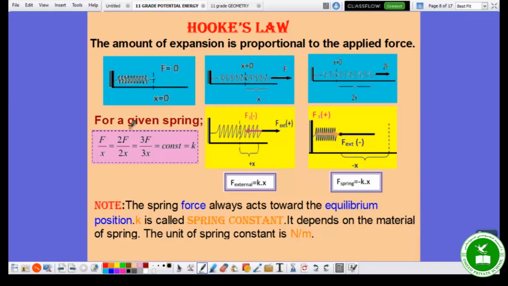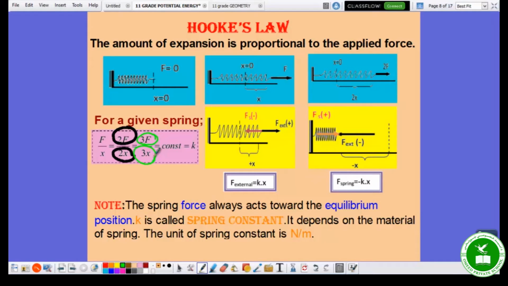As you see here, we have doubled the force, stretch also doubled. We have tripled the force, magnitude of stretch also tripled. It can be applied in the case of compression force also. If we apply compressive force, then the magnitude of compression of the spring will be directly proportional to the magnitude of force.